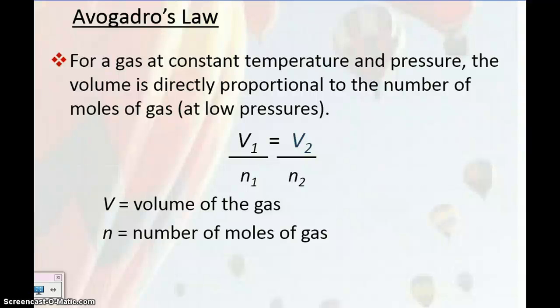In this podcast, we're going to talk about Avogadro's law, which states that for a gas at constant temperature and pressure, the volume is directly proportional to the number of moles of gas. Okay, so here we see the equation. We have the volume of the first gas over the moles of the first gas is equal to the volume of the gas at a second volume over the number of moles of gas at that second volume. So basically what we're talking about here is that the more moles you have, the more volume you should have. Okay, so they should be directly proportional to one another.